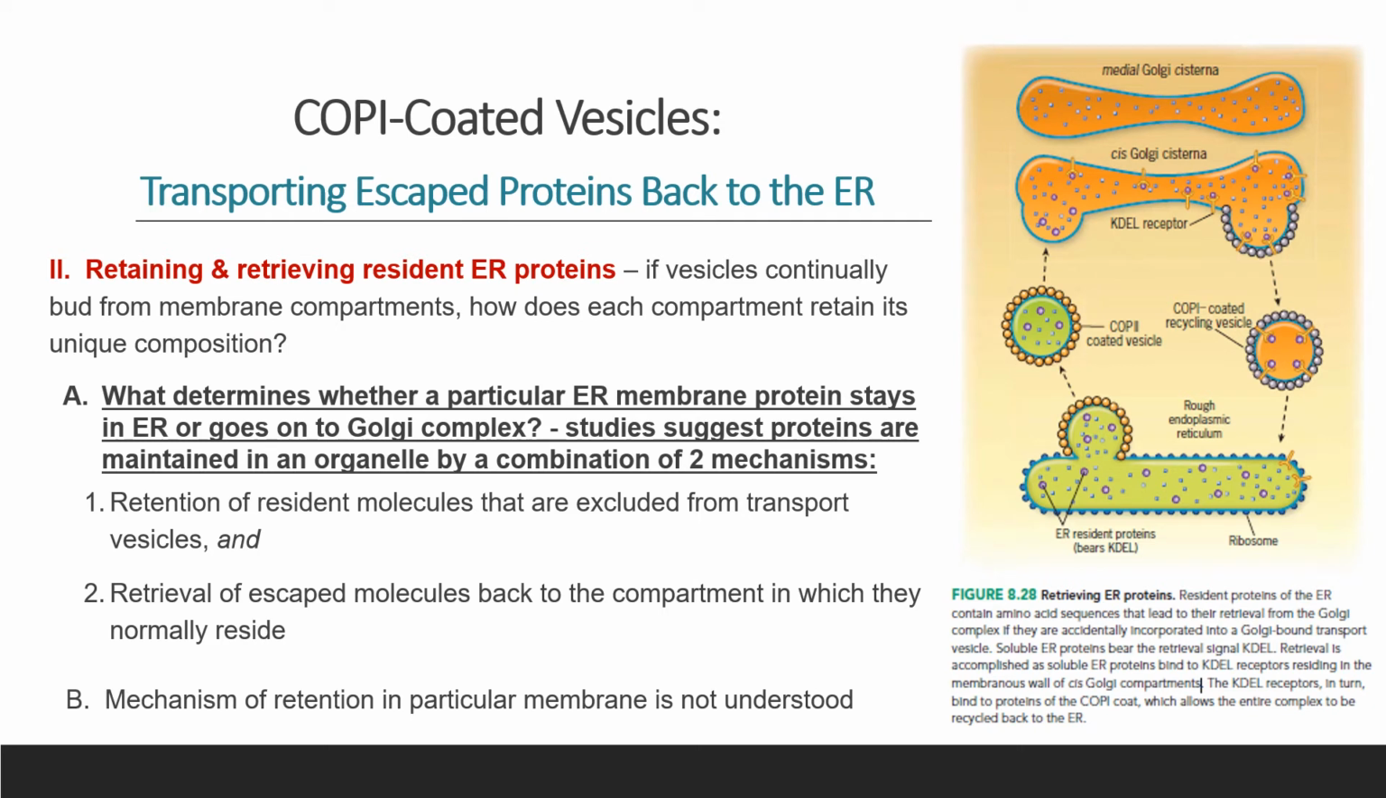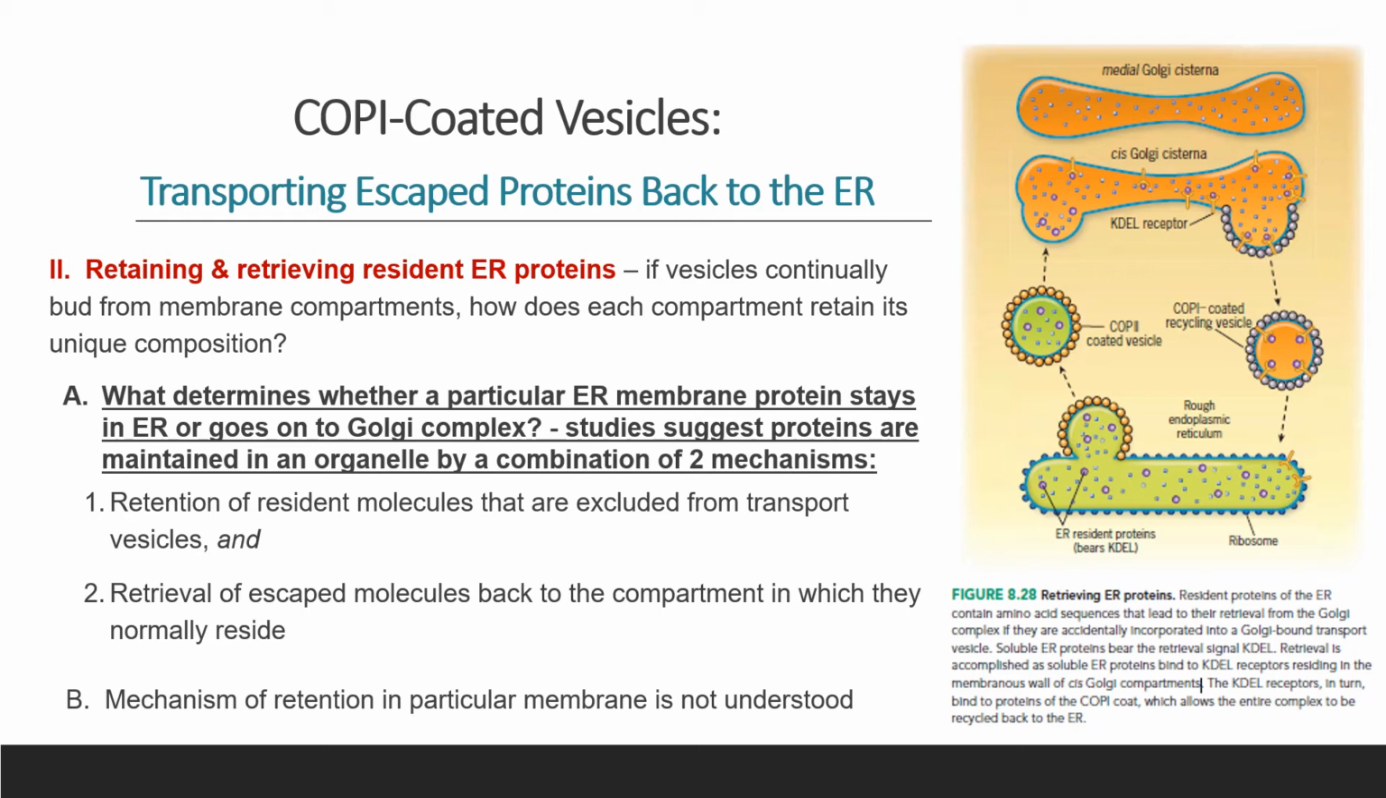So COP1 coated vesicles transport escaped proteins back to the ER. So retaining and retrieving resident ER proteins is very important. And vesicles continually bud from the membrane compartments. And the question is, how does each compartment retain its unique composition? So, what determines whether a particular ER membrane protein stays in the ER or goes into the Golgi complex?